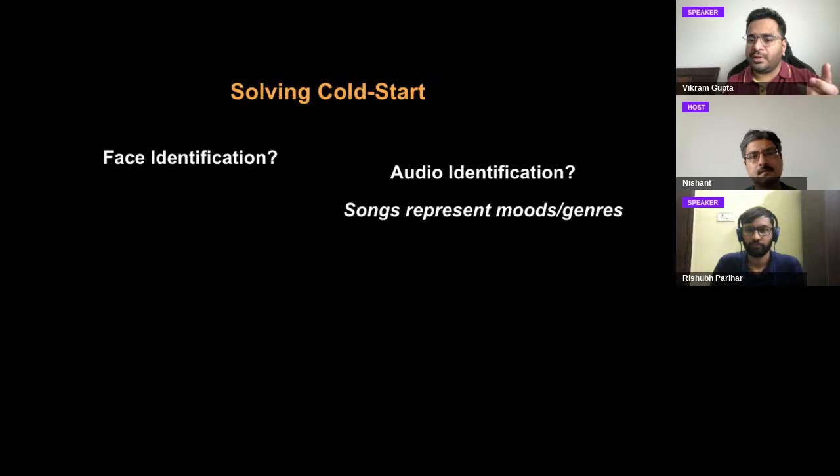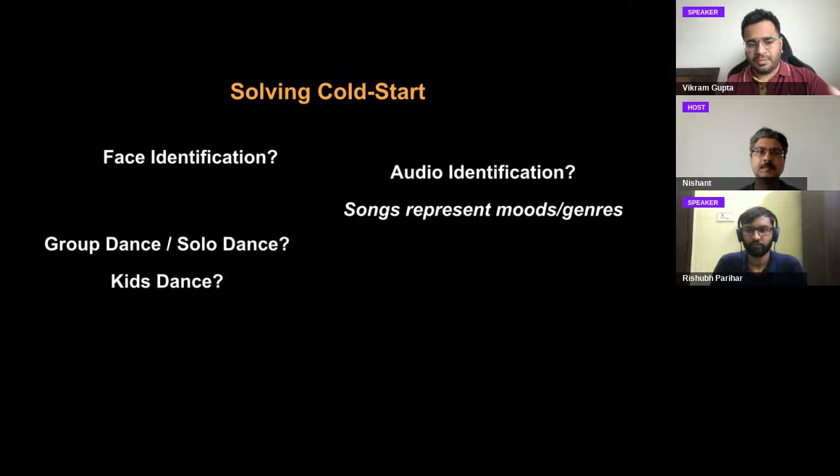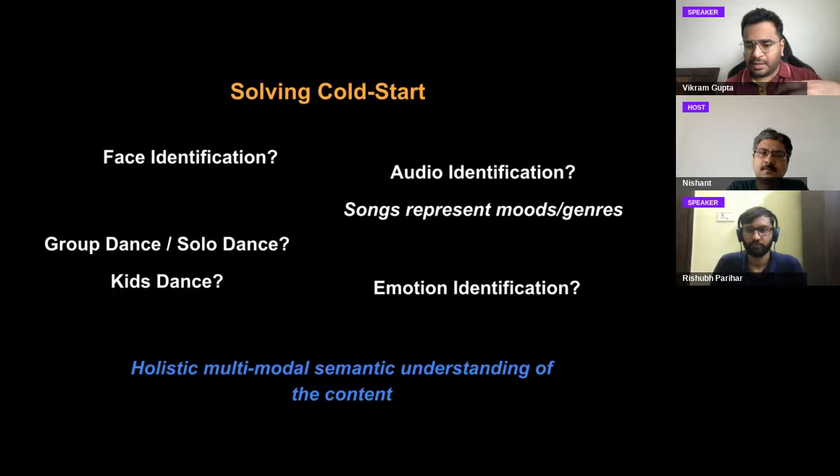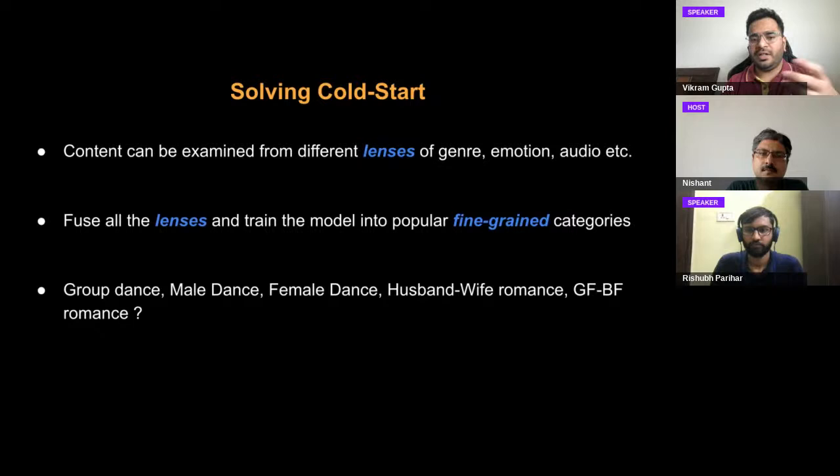So audio plays an important role. Similarly, dance forms, number of people, emotion. So it's not about classification, it is about holistically understanding the multimodal content. That is what we aim for at ShareChat: we want to know everything about the video, not just the classes. So one way is to take all these different lenses from which you can see data, like genre, emotion, audio, video, fuse them all together and then train a classifier. For example, a classifier which says group dance, male dance, female dance, husband-wife romance, girlfriend-boyfriend romance. You just keep coming up with these categories.